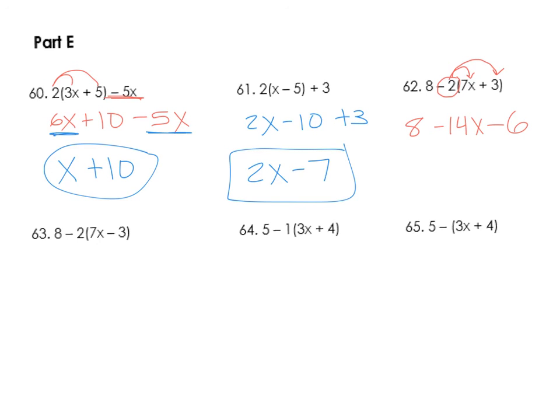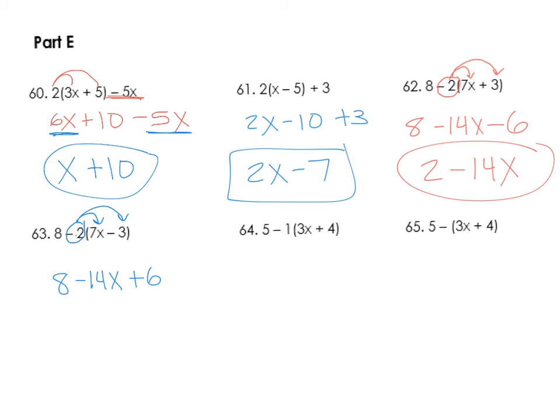A lot of students forget to distribute that negative. So we get combined like terms, 2 minus 14x. All right, again, same idea. That 8 is just chilling in the front. We're going to distribute that negative 2. Look, this one's almost exactly the same. Negative 14x plus 6. A negative times a negative is a positive. So 8 and 6 is 14 minus 14x.